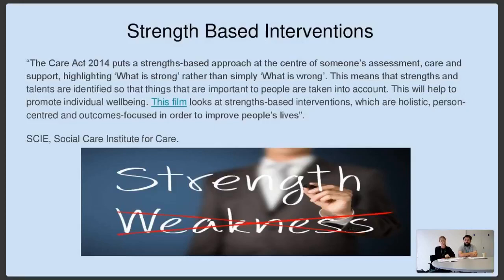But just to go on a little bit more about what the Care Act says, because this is a really important quote. The Care Act 2014 puts a strength-based approach at the centre of someone's assessment, care and support, highlighting what is strong rather than simply what is wrong, which is exactly what we've been speaking about today. It's about focusing on somebody's strengths and what they can do as opposed to what they cannot do. This means that strengths and talents are identified so that things that are important to people are taken into account. This will help to promote individual well-being.